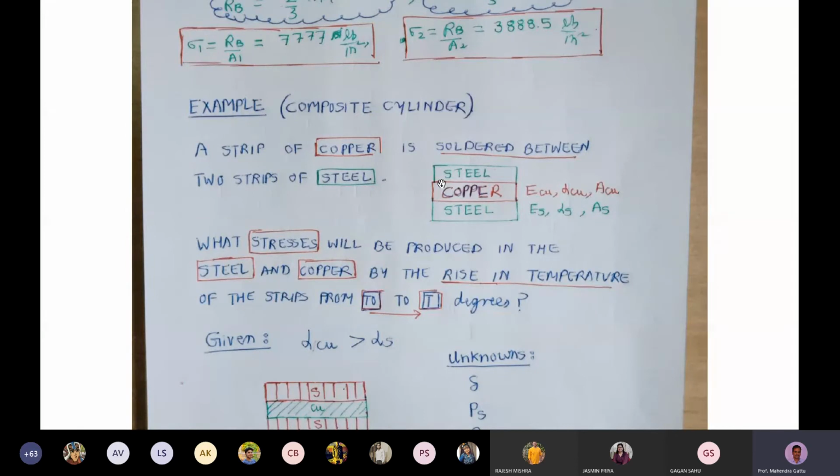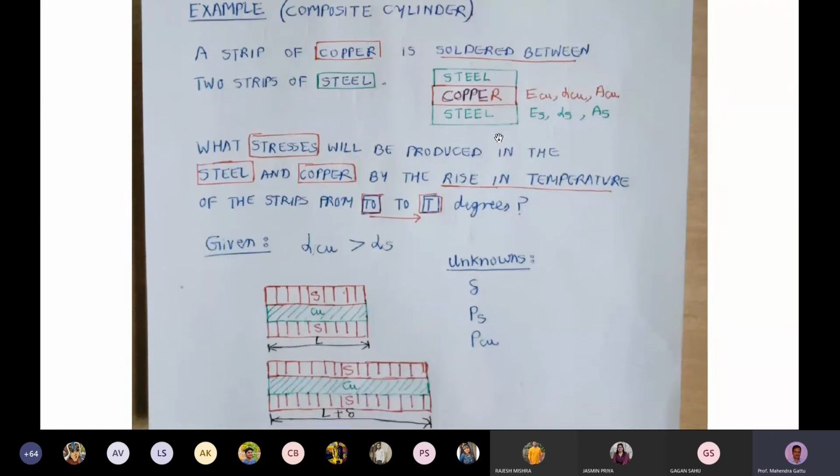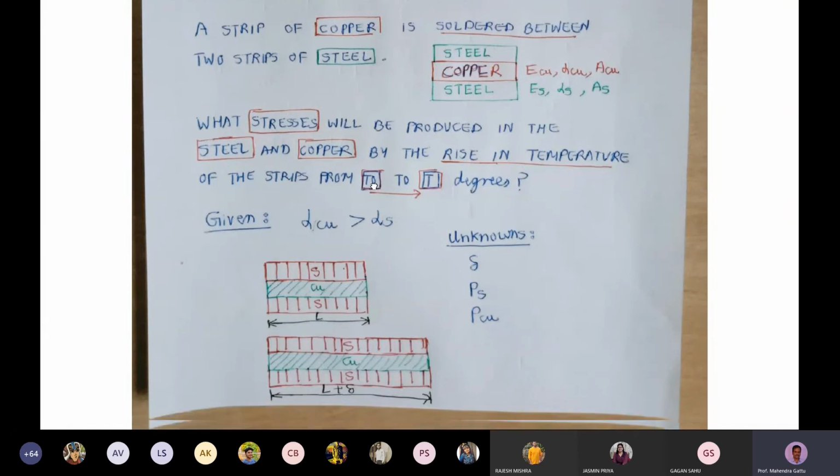So what is happening is the strips or the cylinder is heated, and the temperature rises uniformly in this system. So what will happen? What will be the stresses produced, and what will be the elongation of this system? These are the questions we want to answer. The question is, what stresses will be produced in the steel and copper when the temperature of the strips rises from T0 to T degree centigrade?